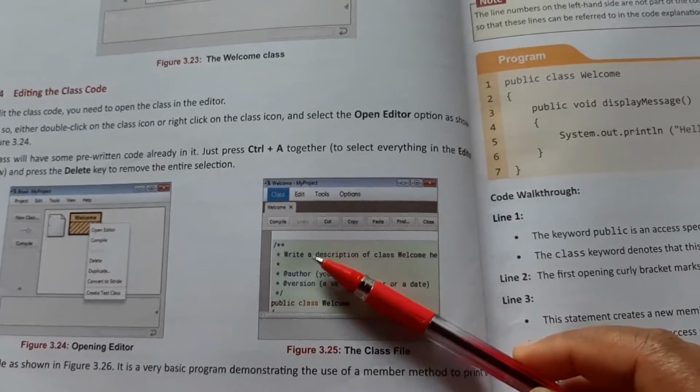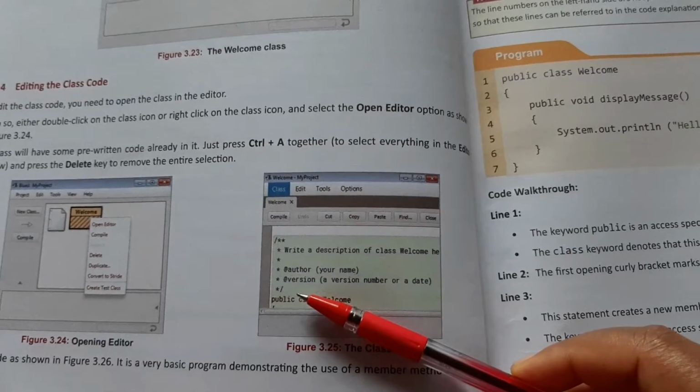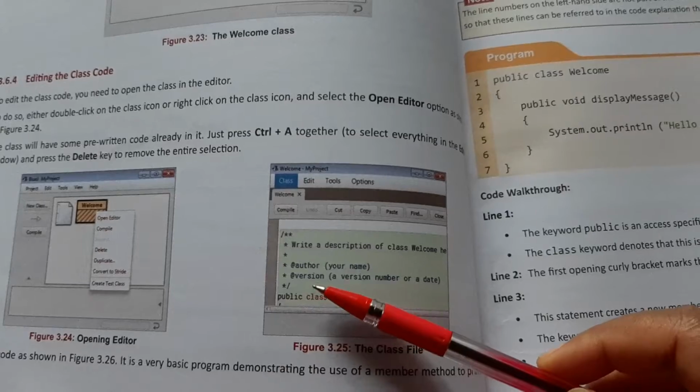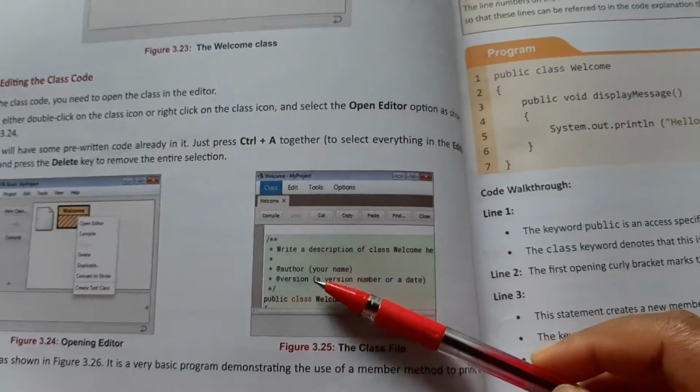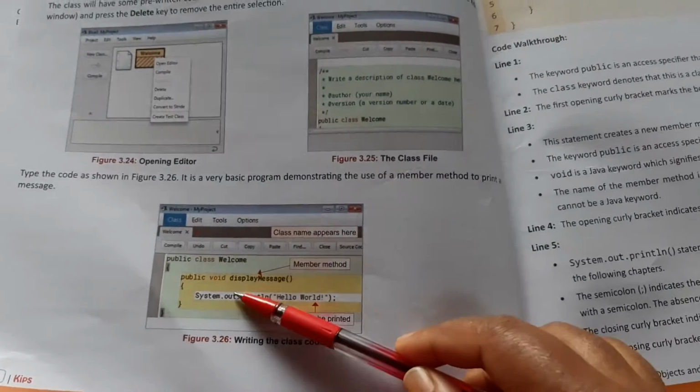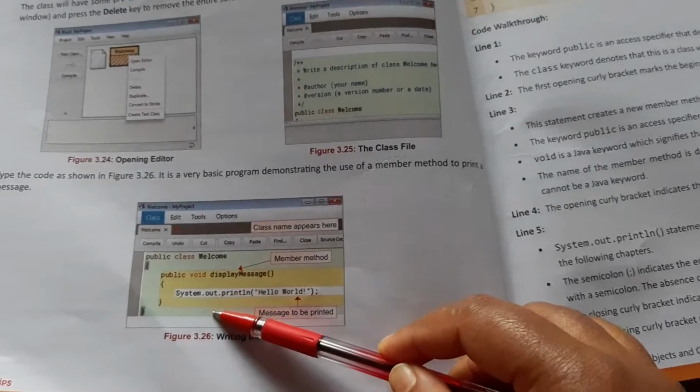Now, what is the purpose of Ctrl plus A? To select all. Okay, everything. You have to just select this and delete it, and make it a plain page, so that we can write the program. Once this is deleted, then you can start writing the program, whatever program you have.